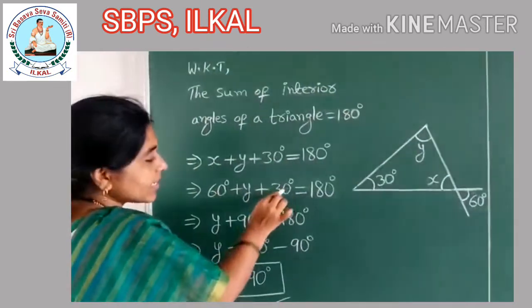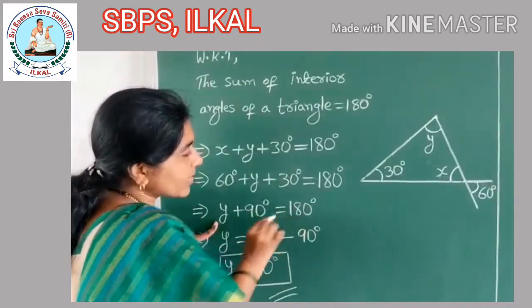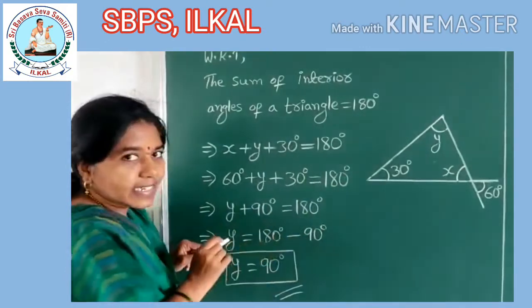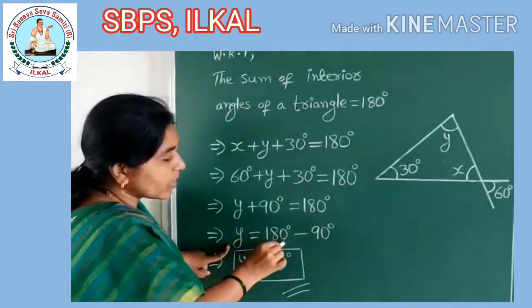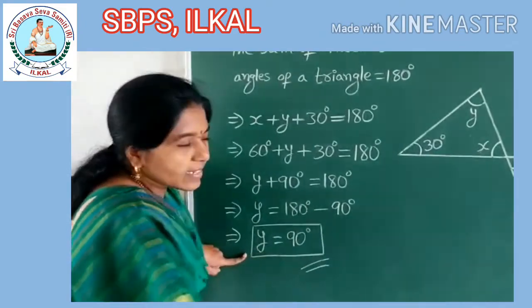Then 60 plus 30 gives 90 degree, is it? y plus 90 degree is equal to 180 degree. Transpose 90 degree to the right hand side, minus 90 degree it will become. y is equal to 180 minus 90, which gives 90. Therefore, y is equal to 90 degree.